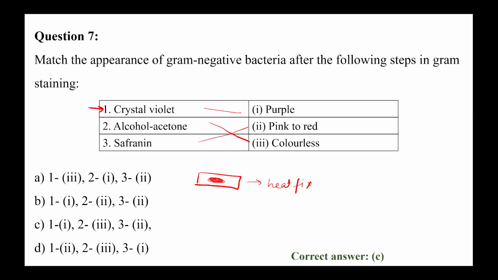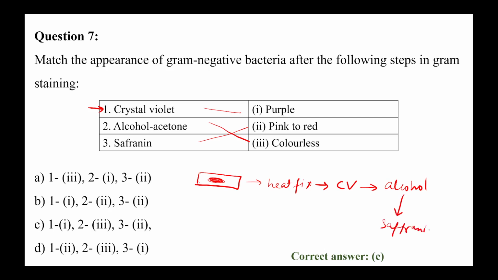Okay. Then after that, you first stain it with crystal violet. So it will stain all the cells purple. Then you wash it with alcohol or acetone. So if it is gram negative, it will turn colorless. If it is gram positive, it will not lose the crystal violet. Okay, so after alcohol, acetone, you will stain with safranin.